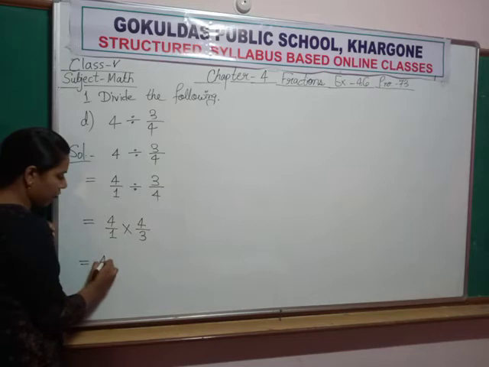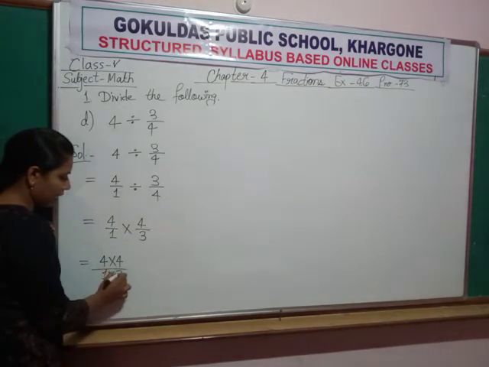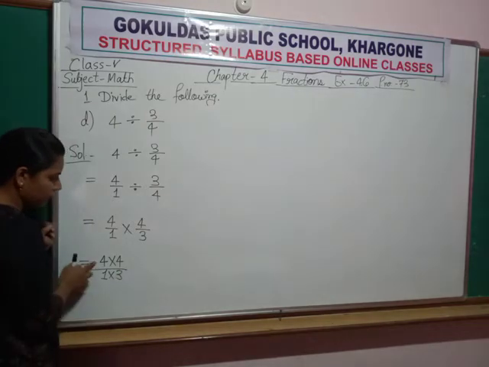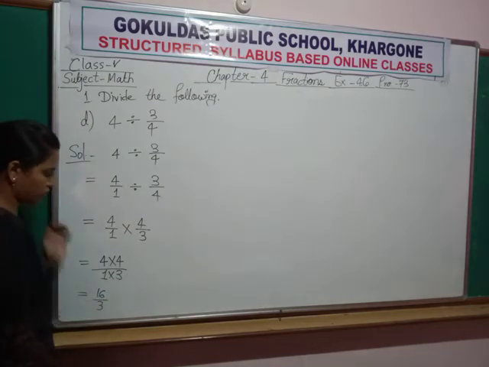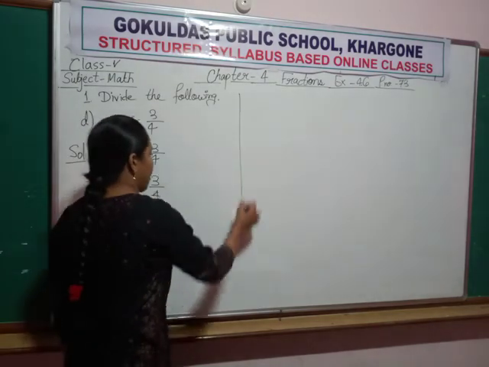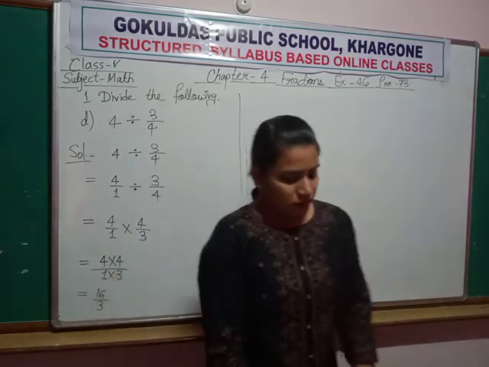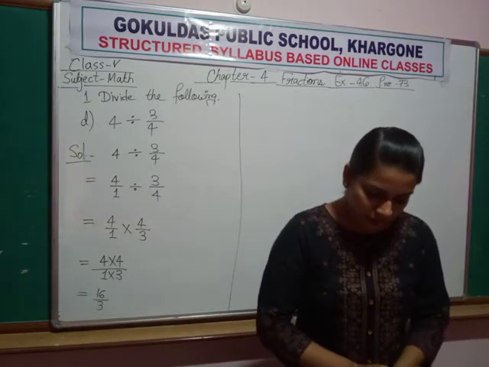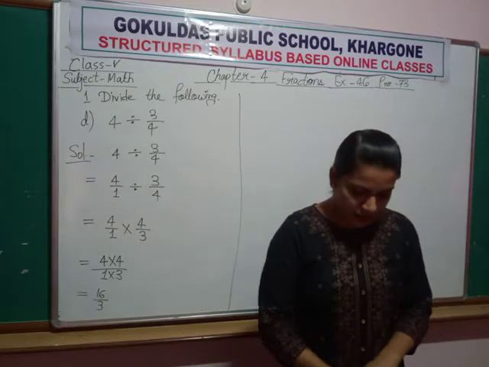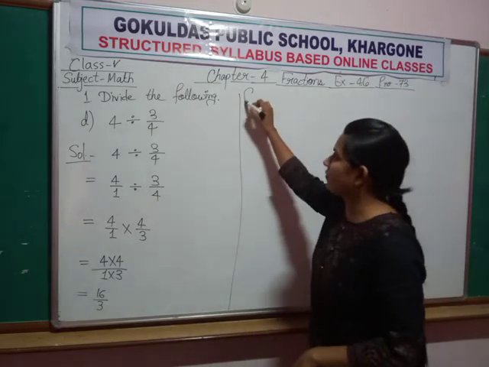Now we have two fractions to multiply. How we multiply? Numerator is multiplied with numerator upon denominator multiplied with denominator. 4 into 4 is 16. 1 into 3 is 3. So 16 upon 3 is your final answer. I hope you can solve E by yourself. Now let us do F.